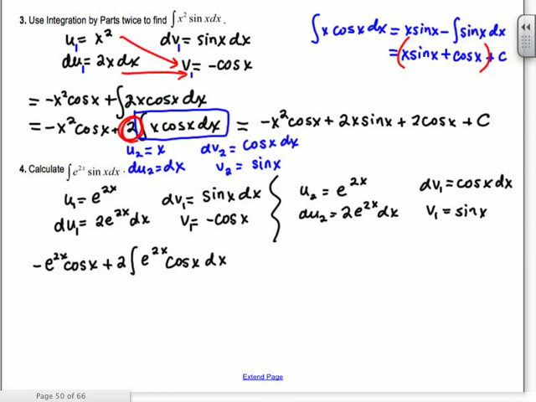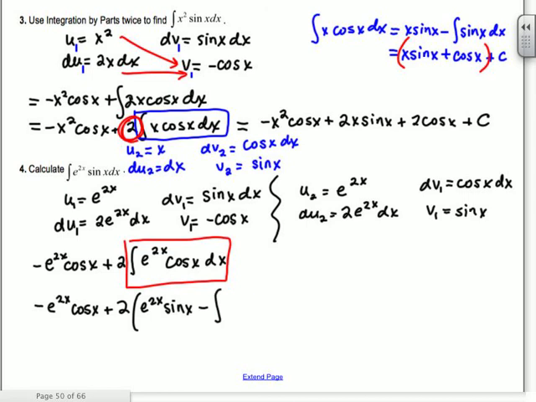Okay, so that means I'm replacing this integral. So it's now negative e to the 2x cosine of x plus 2 times e to the 2x sine of x minus the integral of 2 e to the 2x sine of x dx. So what's happening? Yeah, we call this recursive because it keeps continuing. You keep getting that same thing.